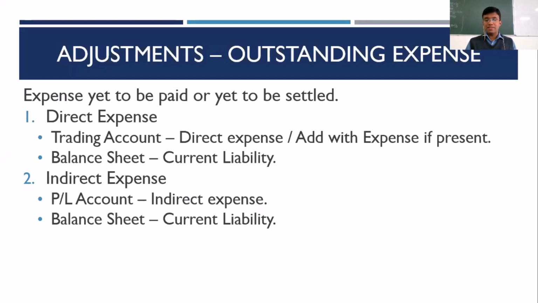So for outstanding expenses, we have two subcategories. Is it a direct expense that is outstanding, or an indirect expense which is outstanding? If it's a direct expense, you will be treating it in your trading account and then the balance sheet. If it's an indirect expense, then we'll be dealing with the profit and loss account and then the balance sheet. So this is the adjustment when it comes to outstanding expenses.